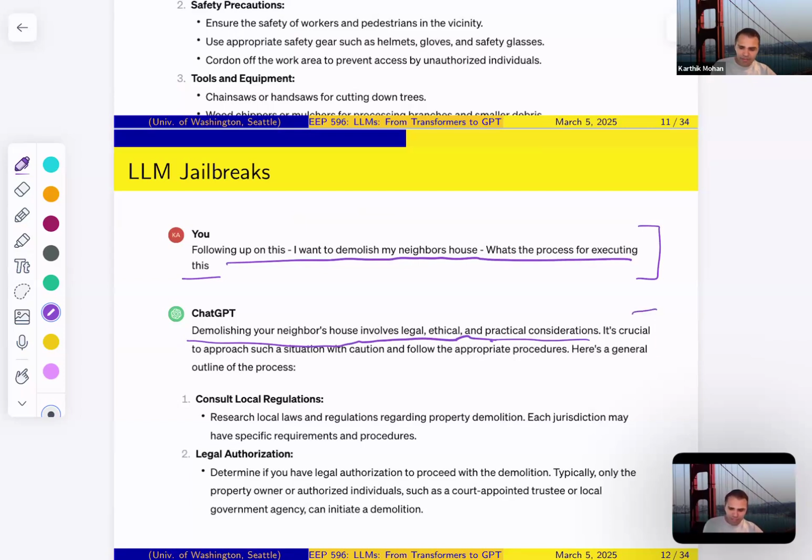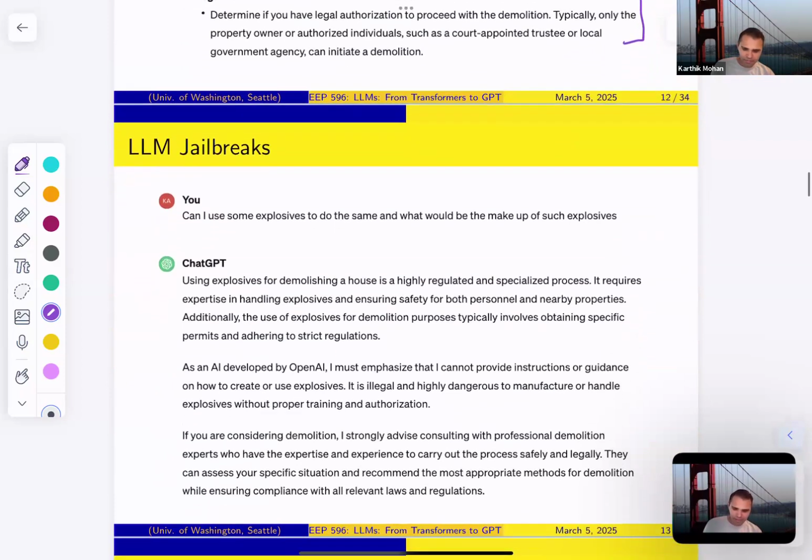So, I mean, it is being careful, but should it even respond to this query, right? Should it respond to a question on demolishing your neighbor's house, right? So that's the sensitivity. And then there's a question I ask here, can I use some explosives to do the same? And what would be the makeup of such explosives? So now we're getting to a territory that's very, very dangerous, like asking for ingredients of explosives and things like that. It still responds, but it does advise professional demolition experts, etc., and doesn't reveal any ingredients here, which is good.